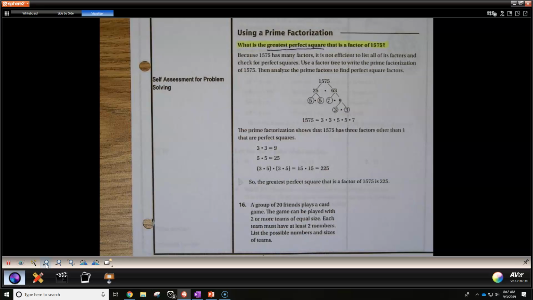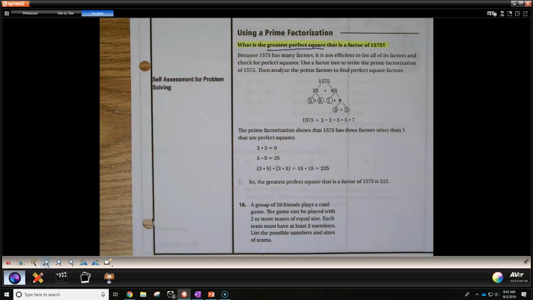16 was 4 times 4. 25 was 5 times 5. 36 was 6 times 6. So 4, 9, 16, 25. Those are perfect squares. Remember, a perfect square is the product of 2 numbers that are the same multiplied together, right? So a number squared.